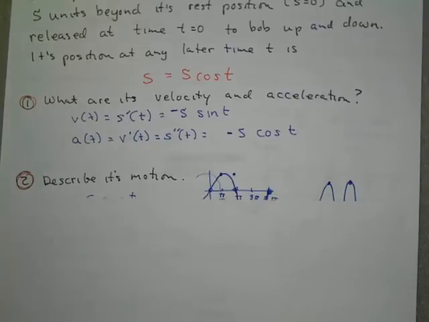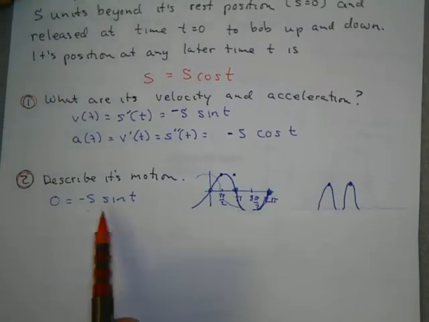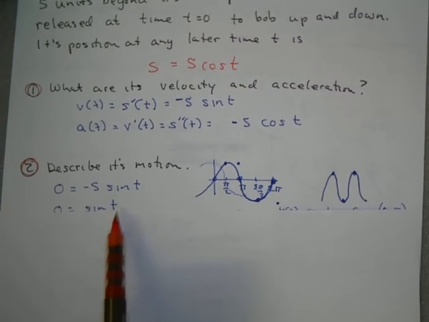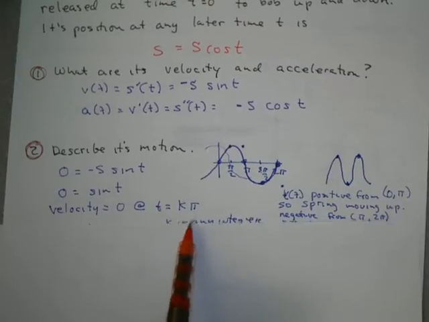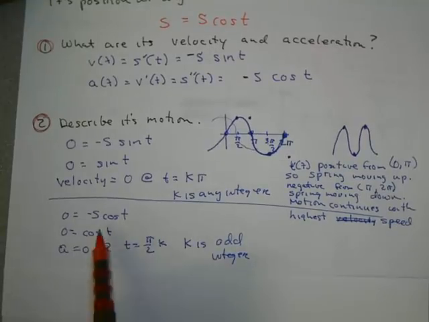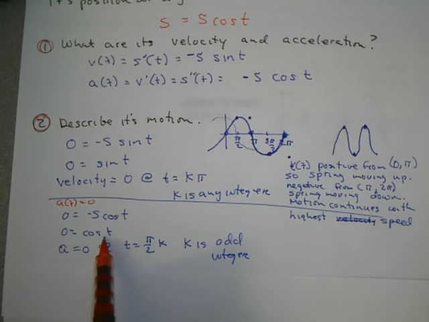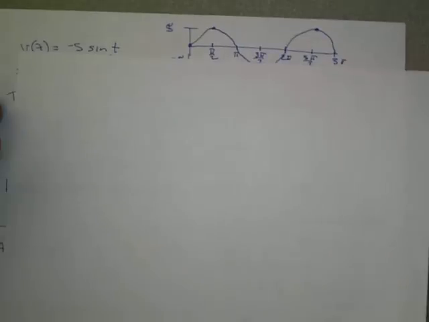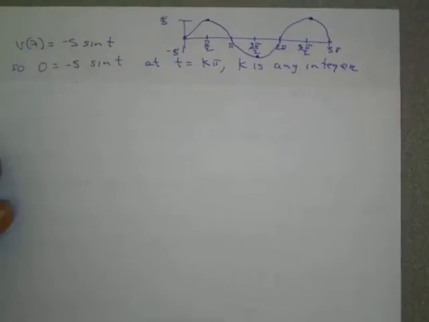Well, when you describe its motion, the first thing you'd look at is where does the velocity equal 0? And it's going to be where the sine of t equals 0, so it's going to be k pi, where k is any integer. And what about the acceleration? That is 0, a of t is 0, when the cosine of t equals 0, so it's at pi over 2 times k, where k is an odd integer. Now, how could you describe this motion?